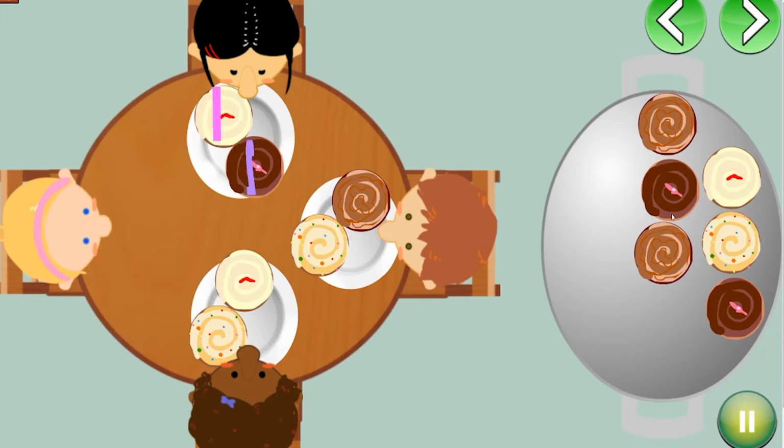1, 2, 1, 2, 1, 2. There are 3 dishes that have 2 cupcakes each in it. But we can also count these cupcakes together one after another, and we'll get to a total of 6. 1, 2, 3, 4, 5, 6.